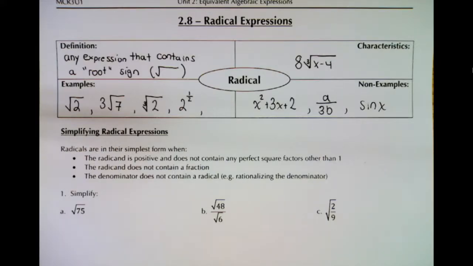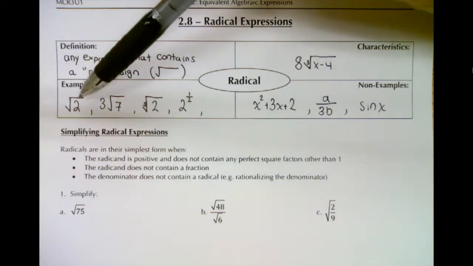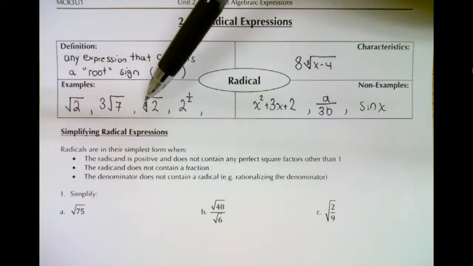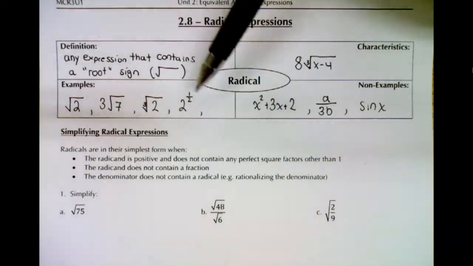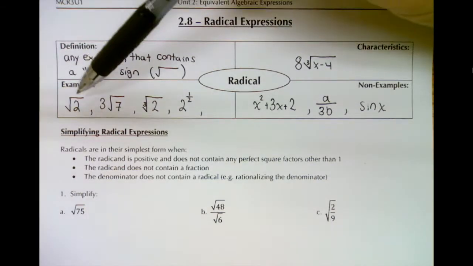Okay, this is lesson 2.8, radical expressions. The definition of a radical expression is any expression that contains a root sign. Some examples you see below are the square root of 2, or 3 times the square root of x, or the third root of 2, or even a fractional exponent, which is also expressed as a root. 2 to the exponent 1/2 is the same as the square root of 2.